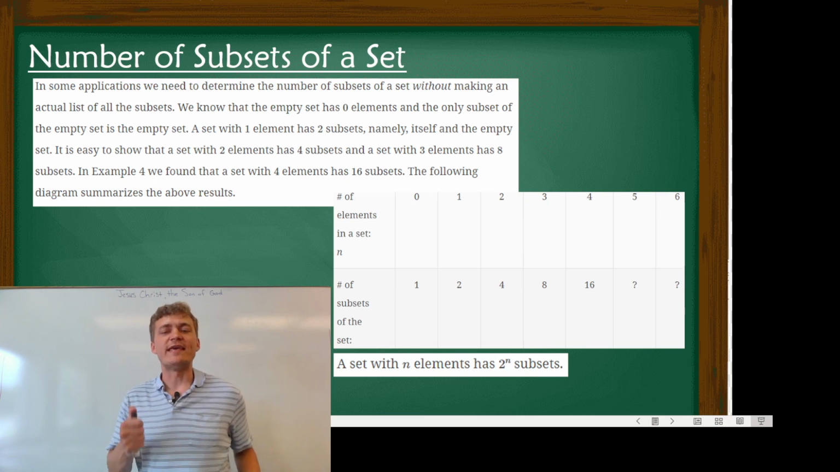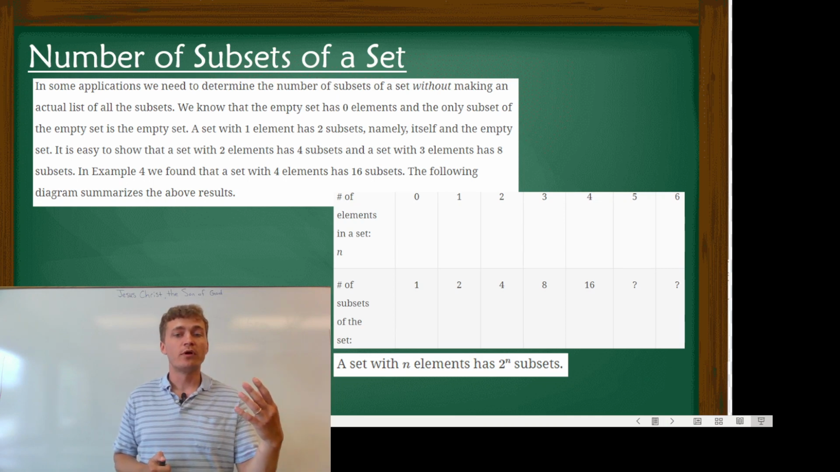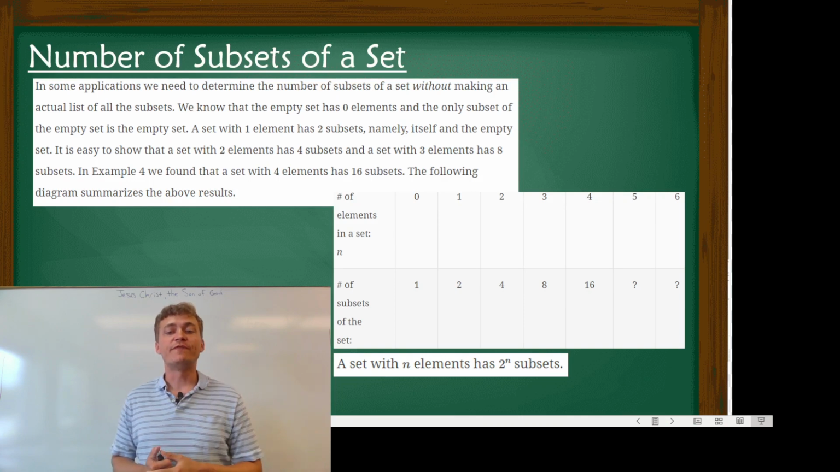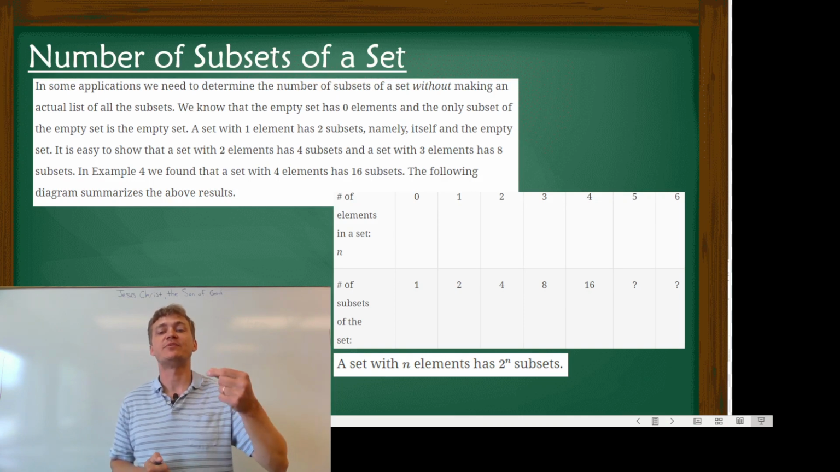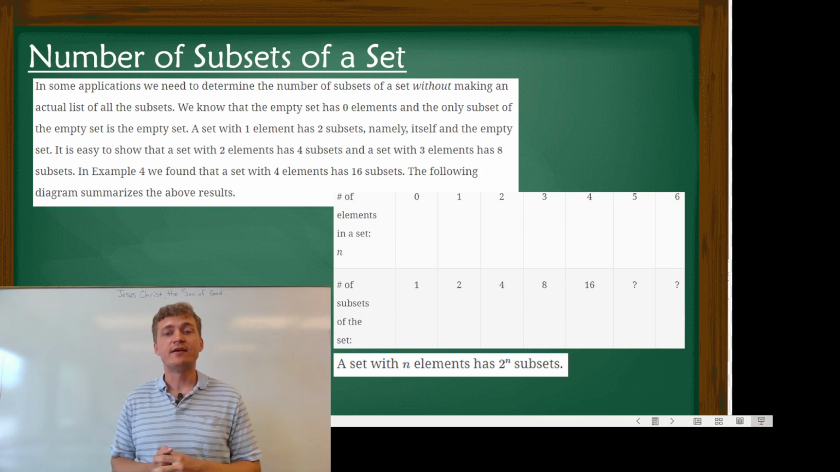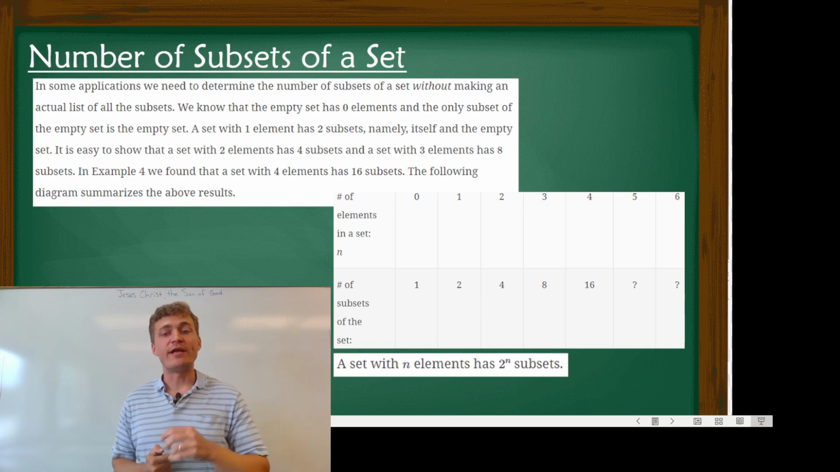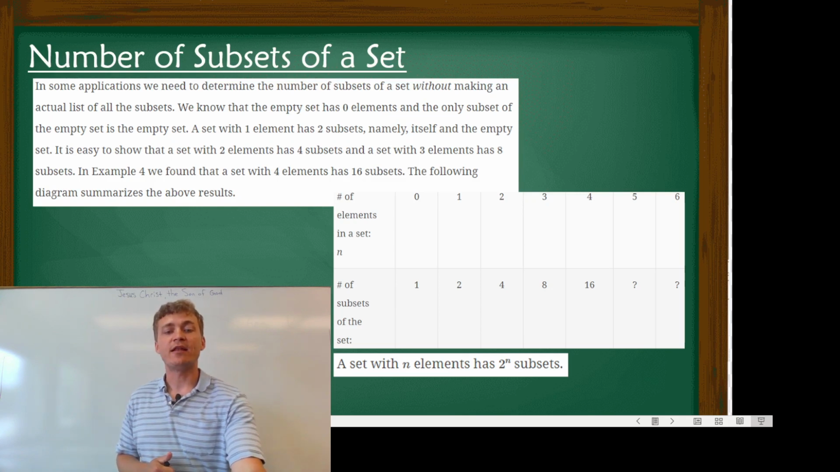A set with n elements, let n represent the number of elements. So if it's 4, then you will have 2 to the 4th power subsets. 2 to the 4th power, or 2 times 2 times 2 times 2, as we see, is 16. We've already shown that if we have 3 elements, we're going to get 8 subsets. Well, note here that 2 to the 3rd power, 2 times 2 times 2, is equal to 8. A set with n elements will have 2 to the power of n subsets.